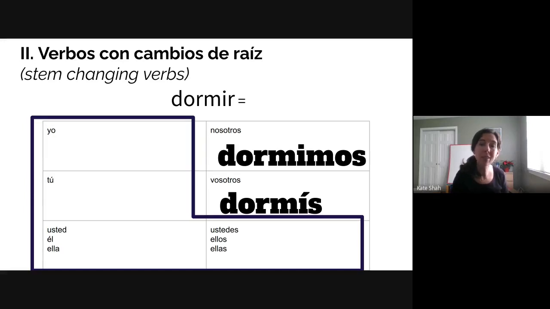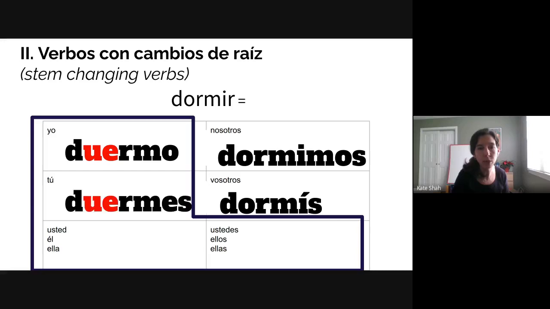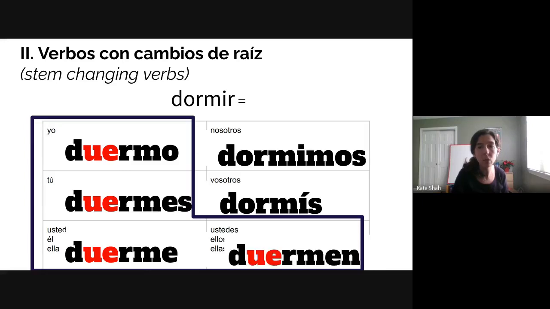Inside the boot, the stem of this verb changes. So instead of your regular yo form, it goes to duermo. The O changes to UE, and you conjugate the end. Tú duermes. Usted, él, ella duerme. Ustedes, ellos, ellas duermen. Make sure you write these down. Make sure you color code it, highlight it, do what you have to do.